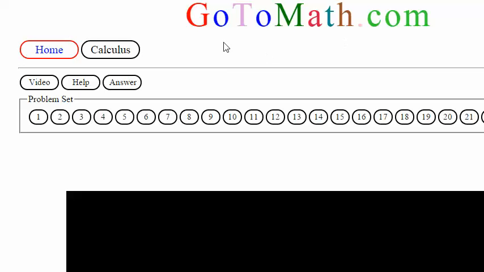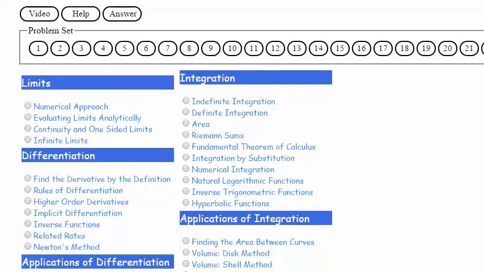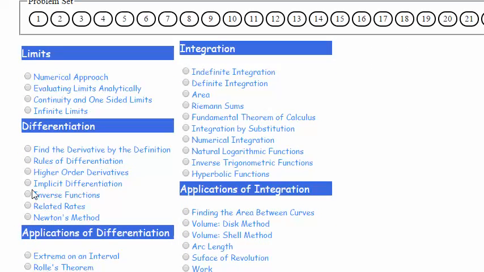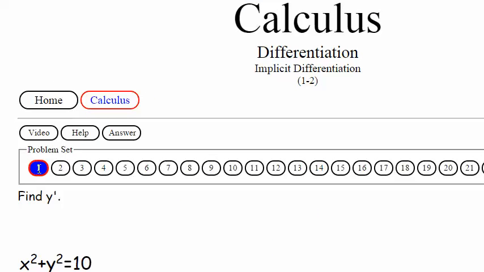We're at gotomath.com working some calculus. Let's scroll down so we can see what's going on. Implicit differentiation, that's going to be the section that we are in. And let's find 1-1. There we go.